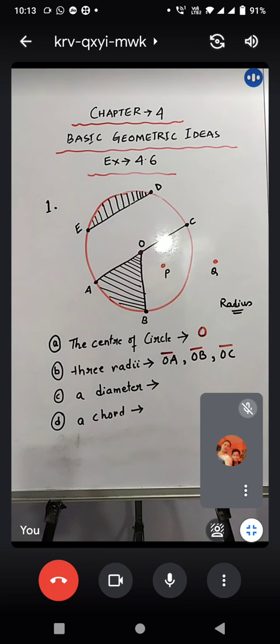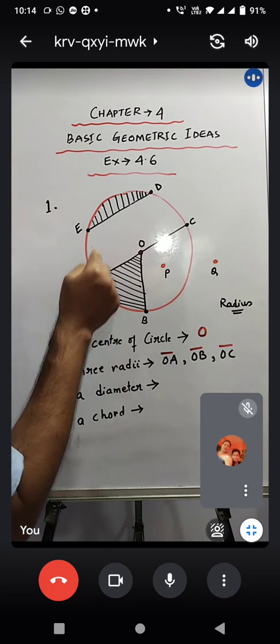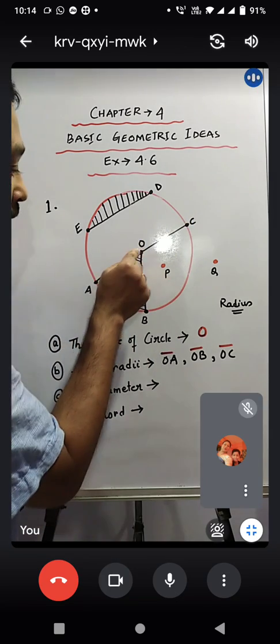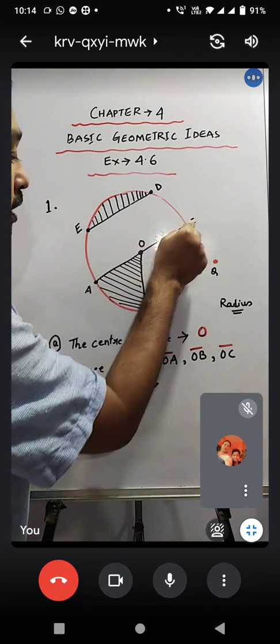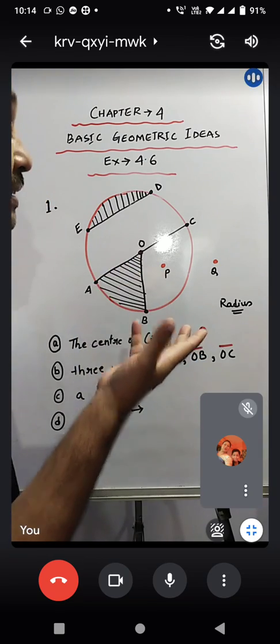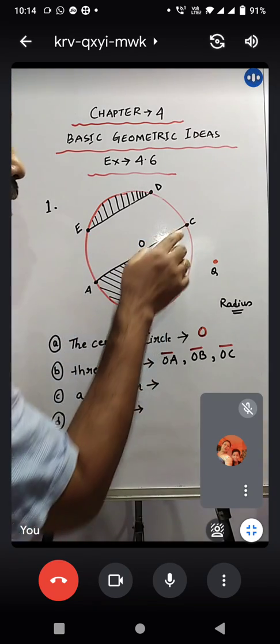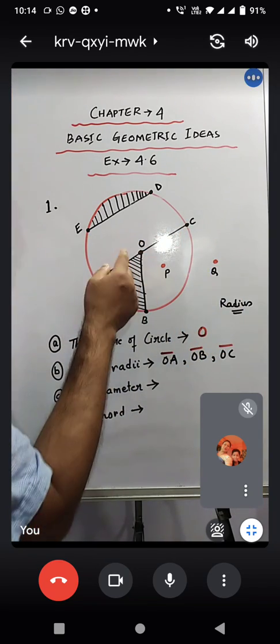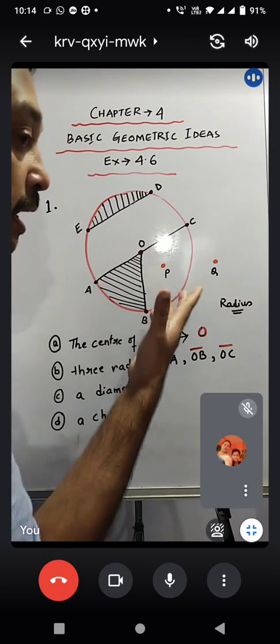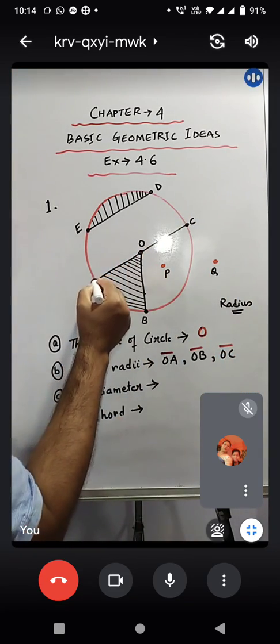Fine. So now let's answer the third question, that is a diameter. A diameter is a line which passes through the center. It is also a chord, but this chord has a different name. A chord which passes through the center is called a diameter. That is the reason this chord has a special name, diameter, because it passes through the center.